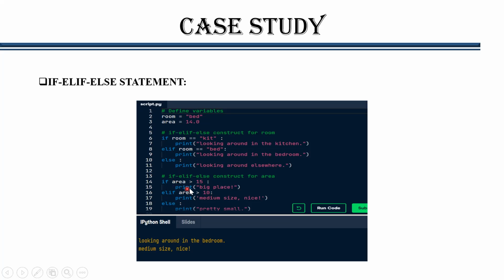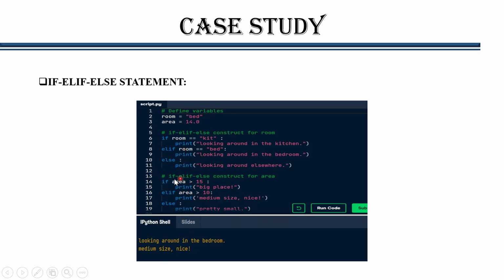So for area, if area is greater than 15, then print big place. If area is greater than 10, then print medium size, nice. Else print pretty small. Since the area is less than 15 and it is greater than 10, it will print medium size, nice.